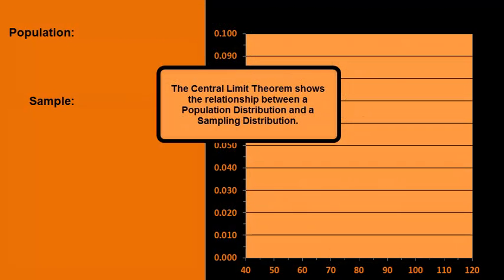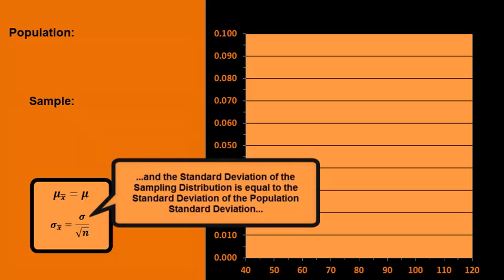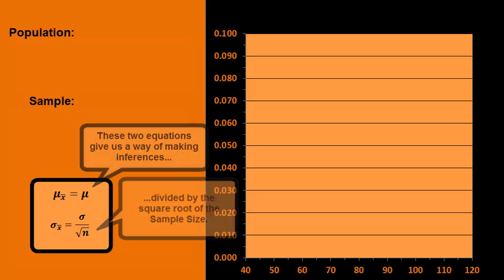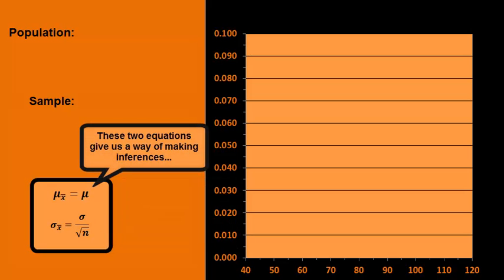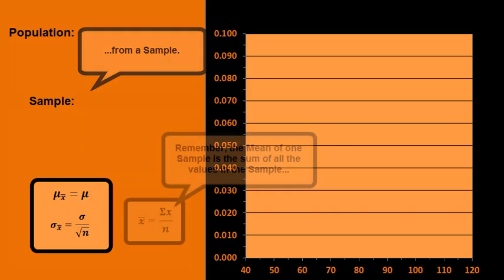The central limit theorem shows a relationship between a population distribution and a sampling distribution. It says that the mean of the sampling distribution is equal to the population mean, and the standard deviation of the sampling distribution is equal to the population standard deviation divided by the square root of the sample size. These two equations give us a way of making inferences about the population from a sample.